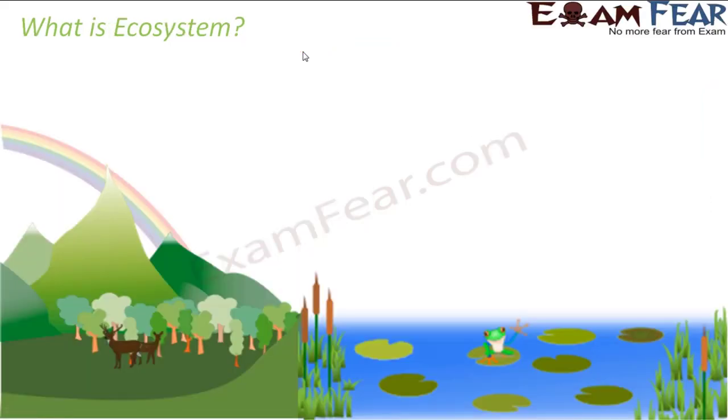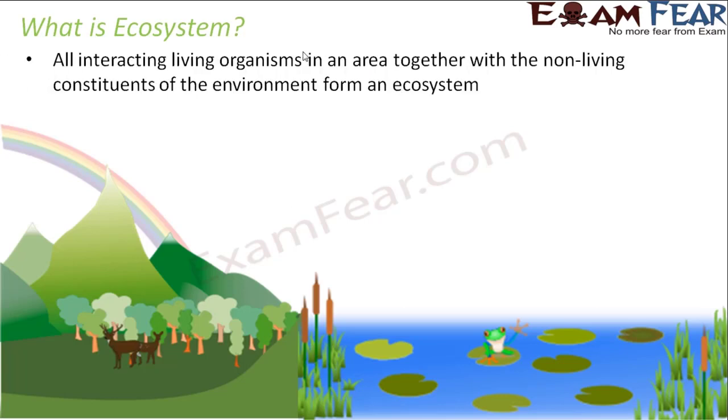So let us start with ecosystem, because first of all we want to understand the various components which together form this environment. When I talk about the components forming the environment, it becomes very important to talk about ecosystem. It is made up of 2 words, eco and system. So let us see what exactly it is. All interacting living organisms in an area together with the non-living constituents of the environment form the ecosystem. That means living components plus the non-living components.